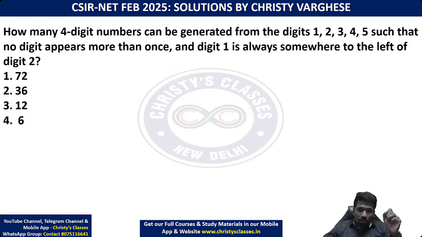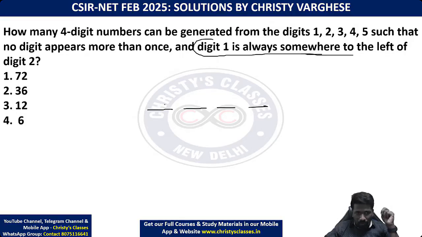And digit 1 is always somewhere to the left of 2. So here there are multiple constraints. 4-digit number, so I will draw 4 blanks. We'll start from this. Digit 1 is always somewhere left of 2. Somewhere left of 2 means one possibility is 1 here, 2 here.